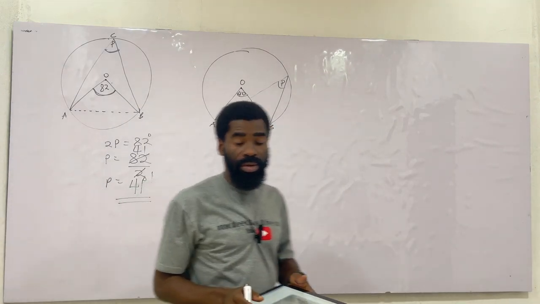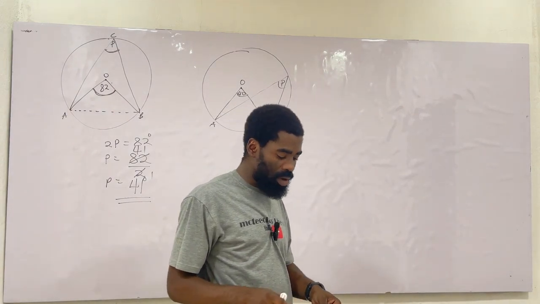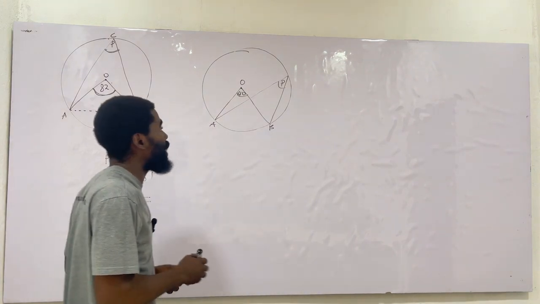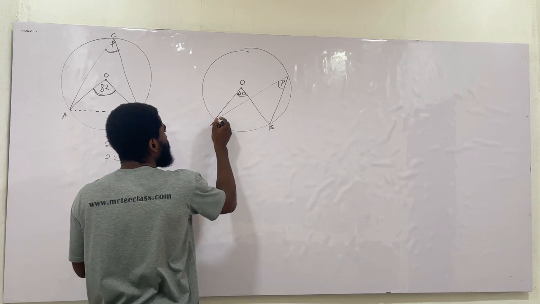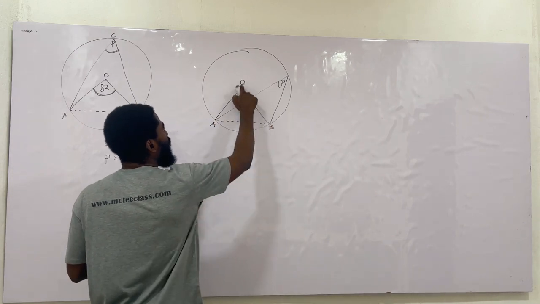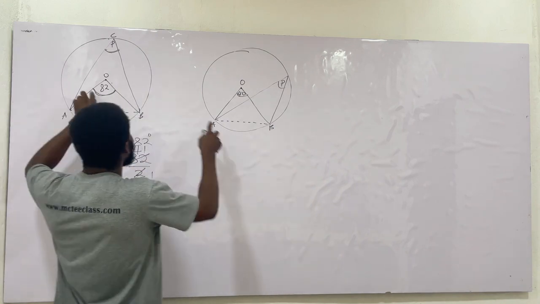O is the center. You hear that? O is the what? The center. If O is the center of this, then what do we do? We have to apply the center thing. So one of the triangles must be at the what? At the center, and the other at the what? The circumference. So the same thing I did here, I'm going to just apply the same concept.